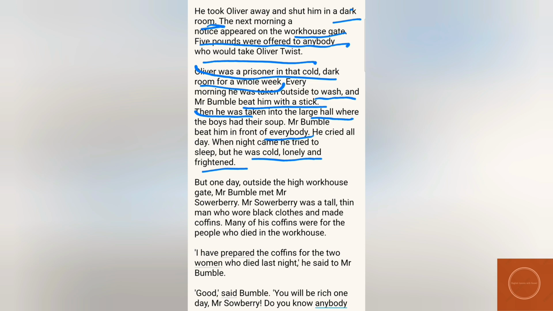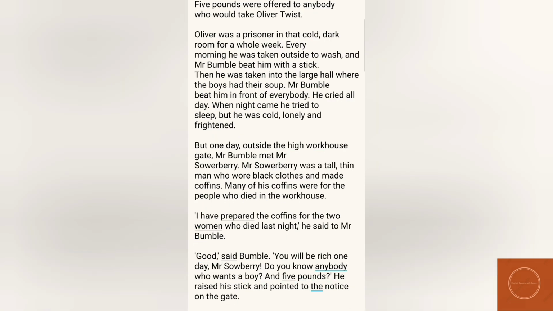One day, outside the high workhouse gate, Mr. Bumble met Mr. Sowerberry. Now, who was Mr. Sowerberry? Let's read. Mr. Sowerberry was a thin, tall man who wore black clothes and made coffins. Means he was a coffin maker who wore black clothes, and what was his physical appearance? He was tall and thin. Many of his coffins were for the people who died in the workhouse. "I have prepared the coffins for the two women who died last night," he said to Mr. Bumble. Now, these lines have been said by Mr. Sowerberry. So he's just telling that he has made the coffins for the two women who had just died the previous night.